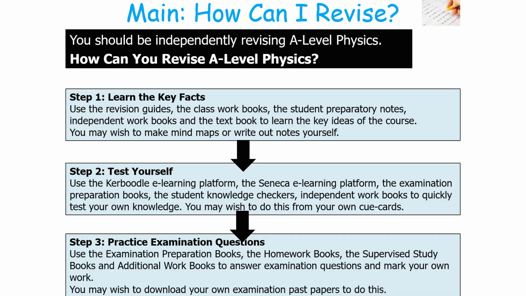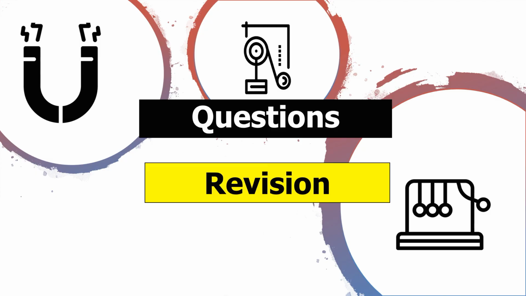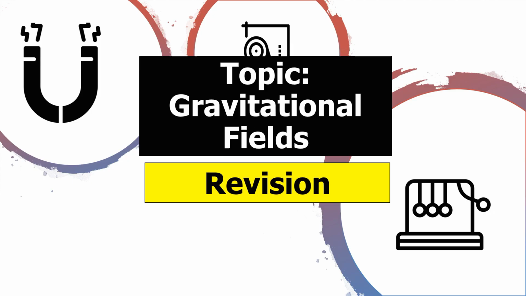So the three steps of learning the key facts, testing yourself and practising exam style questions are how you should revise AQA A-Level Physics. Let's have a look at some questions now on the Paper 2 topics within the multiple choice section of the paper. Let's have a look at gravitational fields.